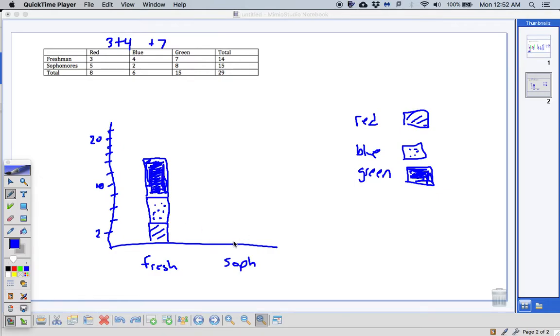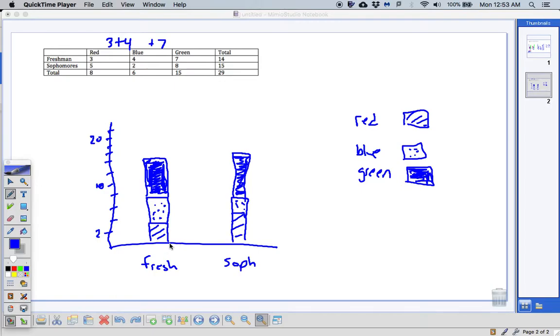And I do the same thing for sophomores. So first the sophomores are going to be up to 5, 2, 4, 5. And then the next one is 2, so we're going to stack 2 more on top of that, which gets us up to 7. And then we're going to stack 8 on top of that, which would get us up to 15. So I've got to go up to 15. And just like before, we're going to color code this. And now you have a stacked bar graph.